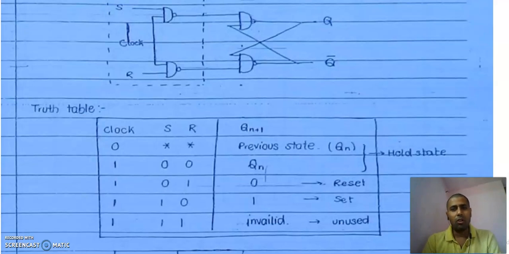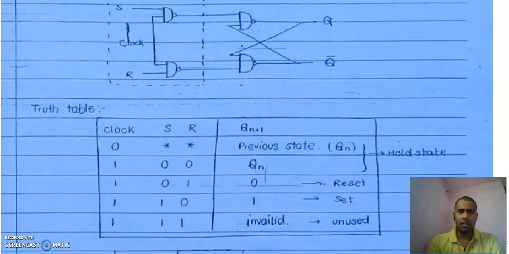So if clock is equal to 0, we will always get the previous state, also called the hold state because it is holding the previous value. Now if clock is equal to 1, we get the four combinations 00, 01, 10 and 11. We will see them one by one. First of all, start with 00. If S is equal to 0 and R is equal to 0, any input is 0, so we will get 1 1, which we already have.